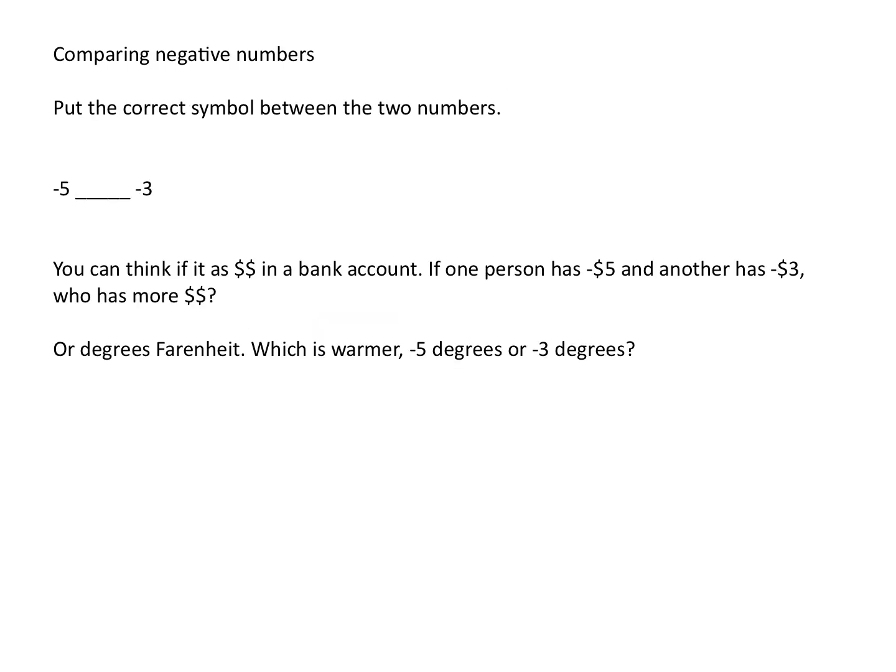Okay, comparing negative numbers. We're going to put the correct symbol between each of the two numbers, -5 and -3. You can think of this as money in a bank account. For example, if one person has -$5 in their bank account and another person has a balance of -$3, who has more money? The person whose balance is -3 has more money because they owe less money. You can also think of this in terms of degrees Fahrenheit: which is warmer, -5 degrees or -3 degrees? -5 is colder than -3. -3 would be warmer, so -3 is the bigger number.